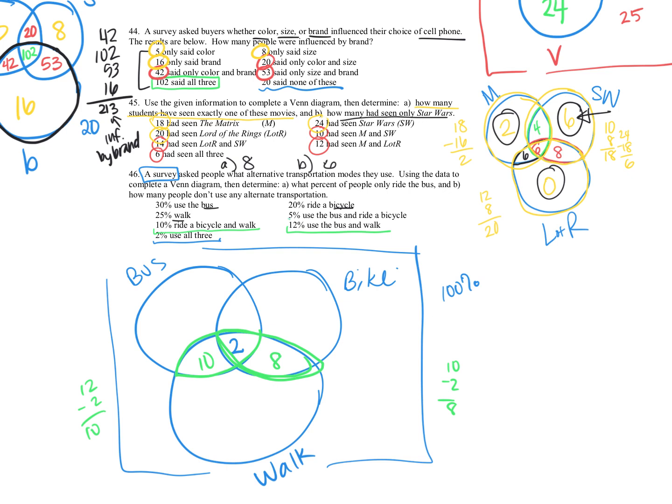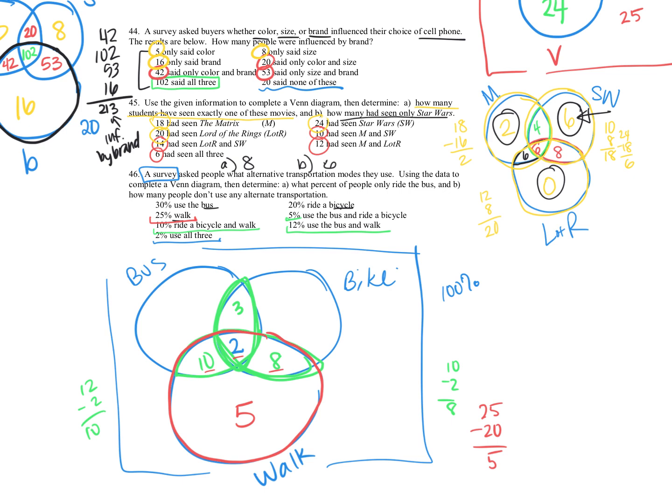And then we have 5% that use the bus and ride a bike. So we're looking at that intersection. That has to be 5. So I just know that would have to be 3. Then we know that 25% of the people walk. So inside here, this has to equal 25. So far I see a 10, 2, 8. That's actually equal to 20. So I need 5 more people out there. Or I could say 25 minus that 20, which gets me 5.